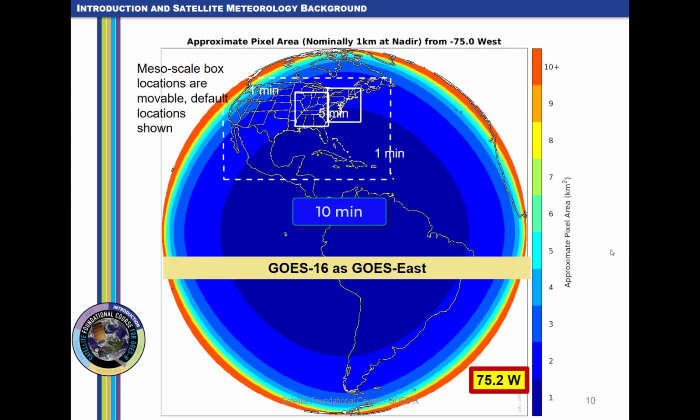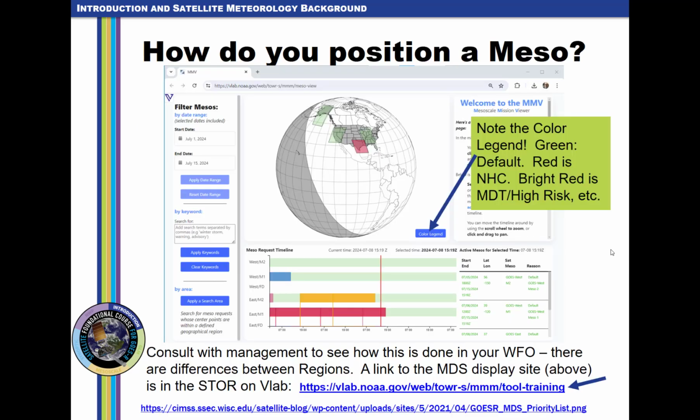Here is the figure for GOES-R in the GOES East location with the CONUS sector indicated. The default location of the mesosectors is shown. Remember, they can be moved anywhere. This is for GOES 16 before April 2025, or GOES 19 after April 2025.